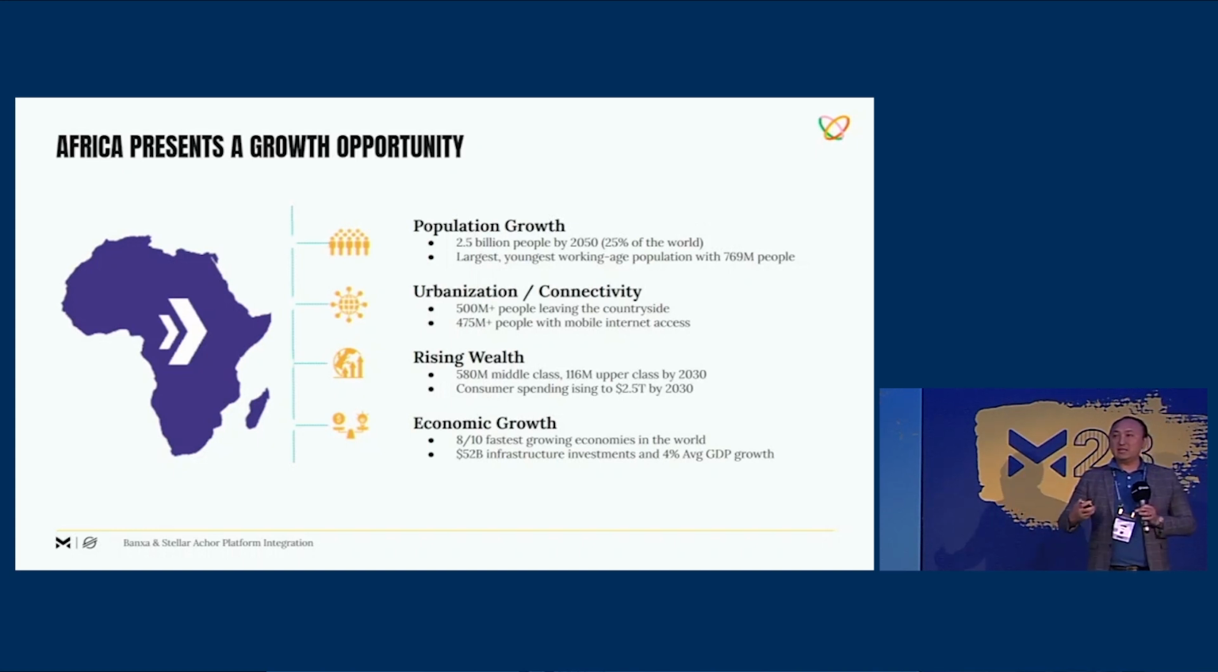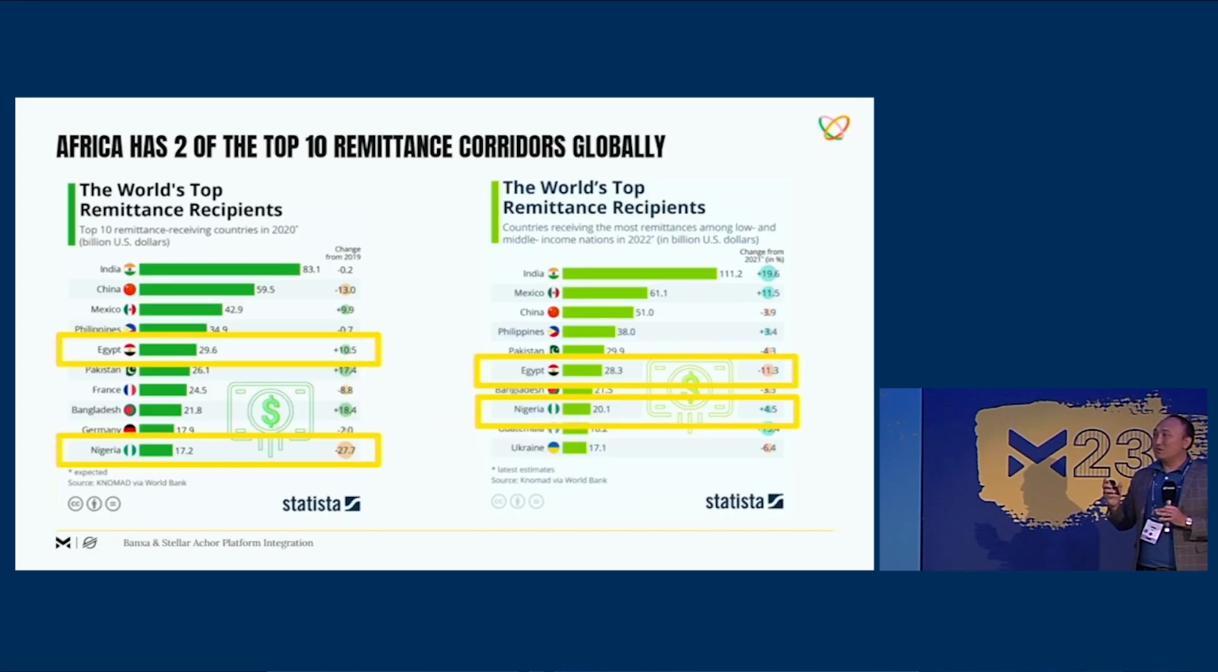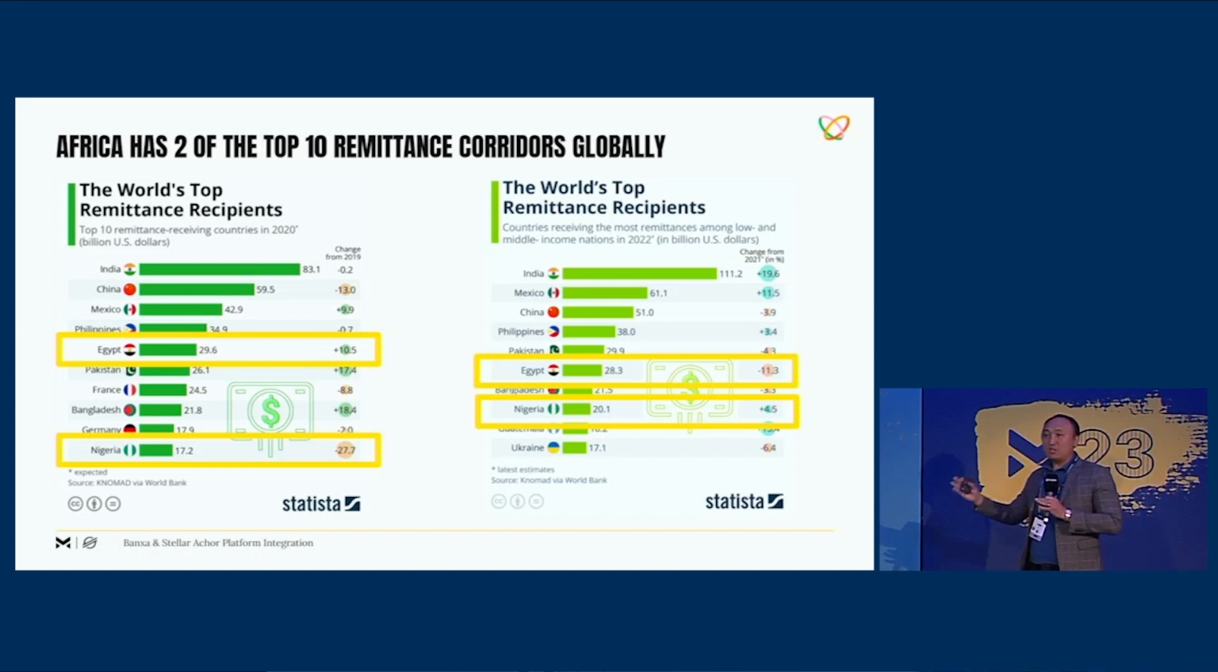And the other big thing that's happening across Africa is that remittances are tremendous. It's huge. 2 of the 10 largest remittance markets in the world are in Africa: Egypt and Nigeria. In 2020, about $46 billion was spent. In 2022, it's about $48 billion. So it's growing. It's still 2 of the largest in the world. And that money transfer is a huge opportunity for everyone in this room, plus more.